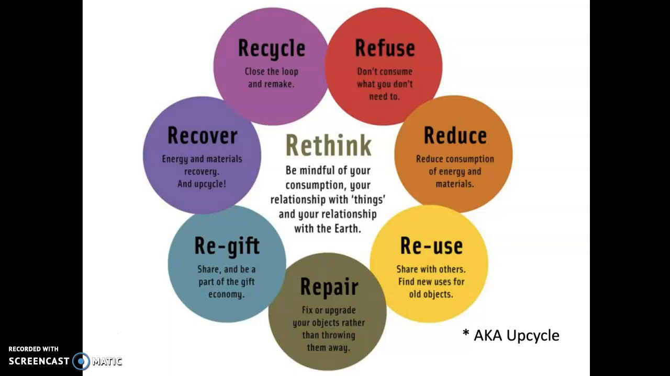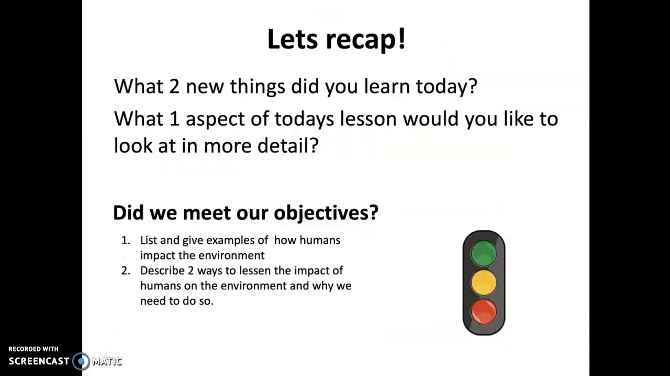Now, I'm sure some of you managed to think about some of these R's that you see in front of you now. These are just some ways in which we can help the environment and look after our planet, using methods like recycling, refusing, reducing, reusing, repairing, regifting, and recovering. If you'd like to add any of those to your notes, then please feel free to do so, because I'm sure you didn't get all of them.